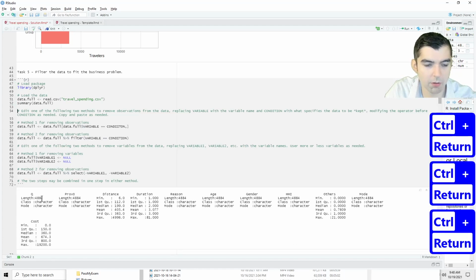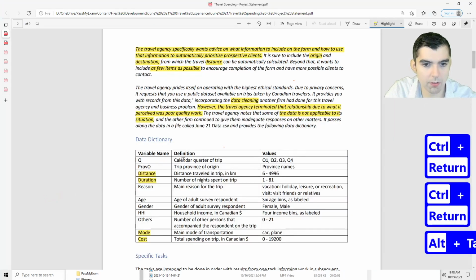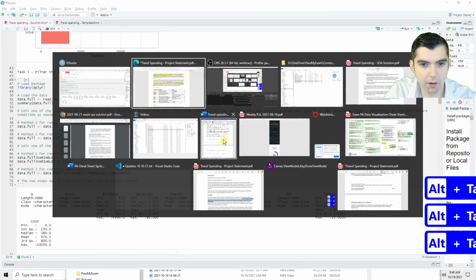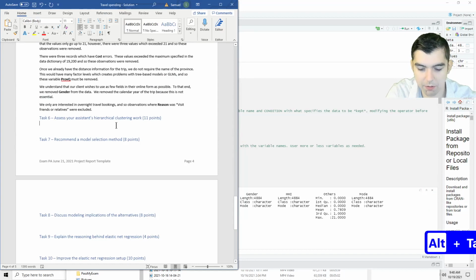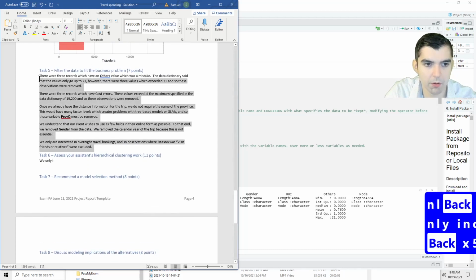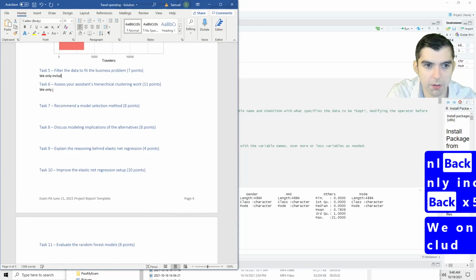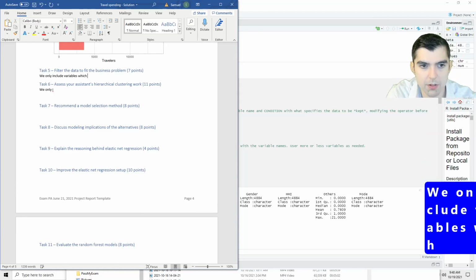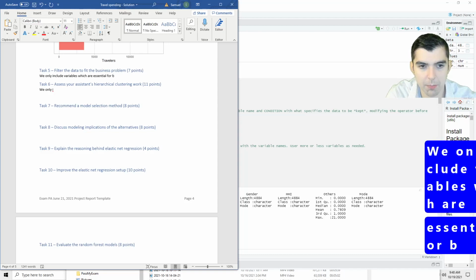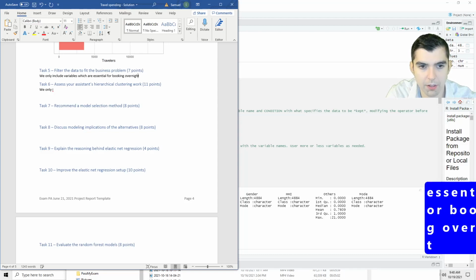So, okay, there's Q. Q is the calendar quarter. I'm going to say no, right? Our goal is, it's sort of like when you do variable selection in a model. You want to make the model as parsimonious as possible. We only include variables which are essential for booking overnight travel.